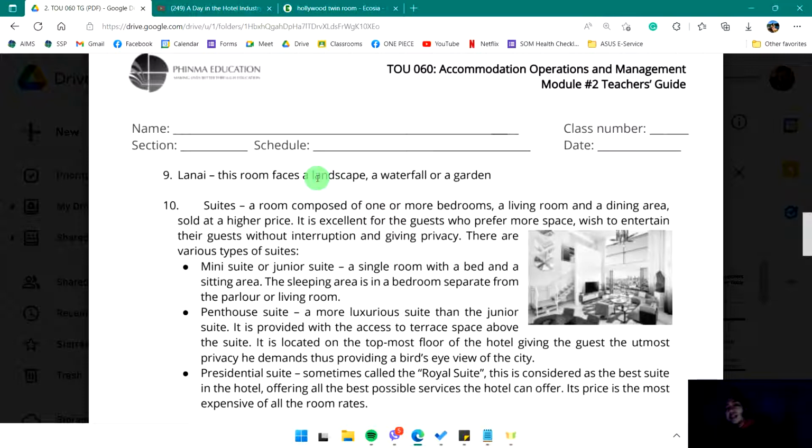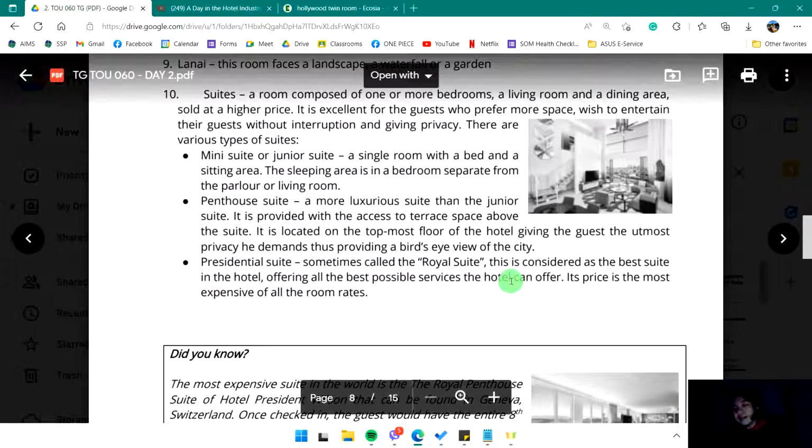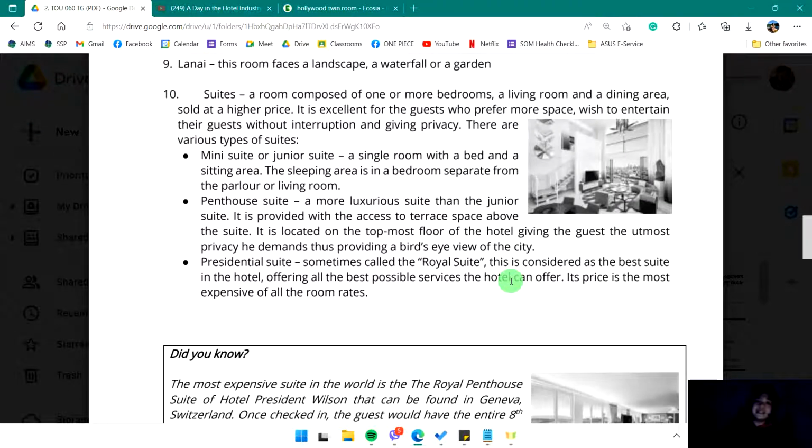And then we have the suites. The suites are a room composed of one or more bedrooms, a living room, depende. Depende na lang yan sa suite room na gagawin ng hotel. Pero ito yung madalas na pinakamagandang klase ng room na i-offer natin sa guest natin. So, mas kompleto, mas high-end ang mga gamit sa loob, mas classy siya tingnan, mas mahal siya tingnan. Ganun lang talaga. So, yun po, mga klase ng rooms na meron tayo.